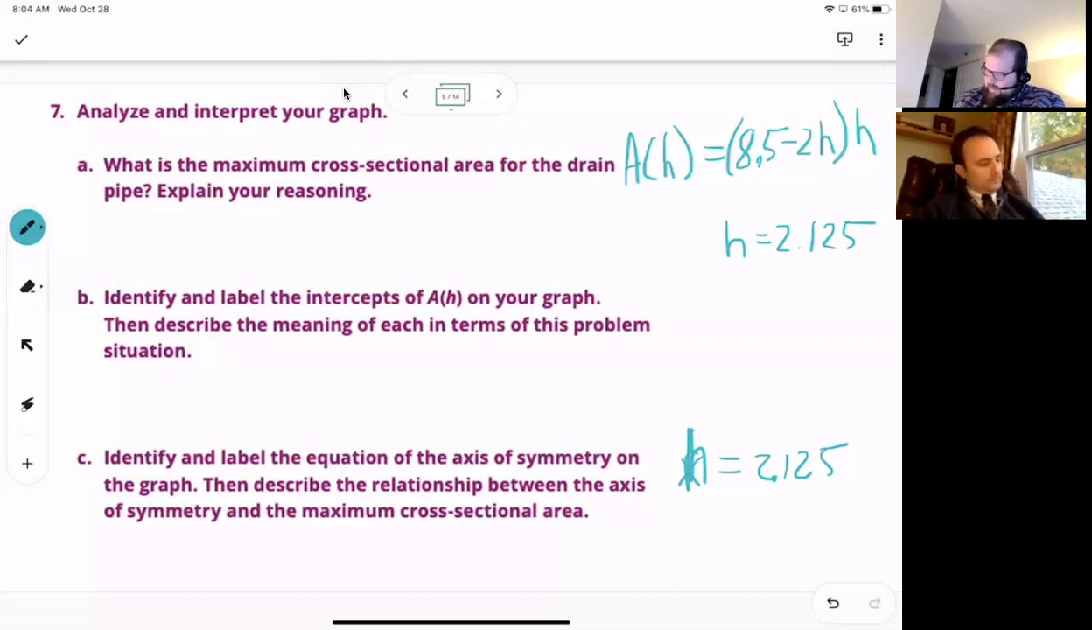Describe the relationship between the axis of symmetry and the maximum cross-sectional area. The axis of symmetry is the value of the height that the max occurs at, which we've talked a lot about, the vertex and the axis of symmetry going together. So hopefully that's beginning to stick a little bit.